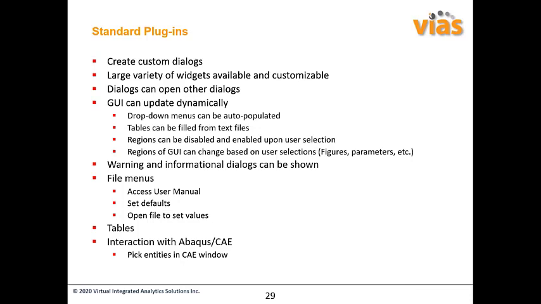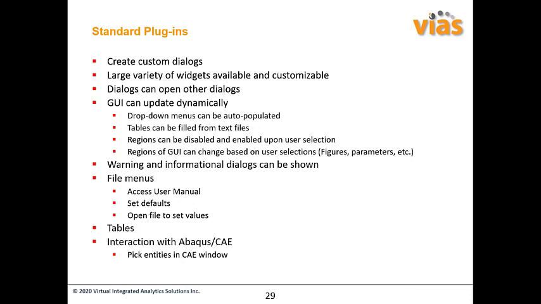You can imagine being in CAE and you pull up your plugin, you load an ODB somehow through the plugin, and maybe there's sets that you want to look at. You can automatically figure out what sets are tied to that particular model and populate a combo box, for example, or a list. Tables can be filled with text files. Regions can be enabled or disabled. Regions obviously can be changed based on user selections, as we talked about in a previous slide. Warning and informational dialogues can be shown and posted. File menus can be displayed and added to your particular dialog, just like in CAE.